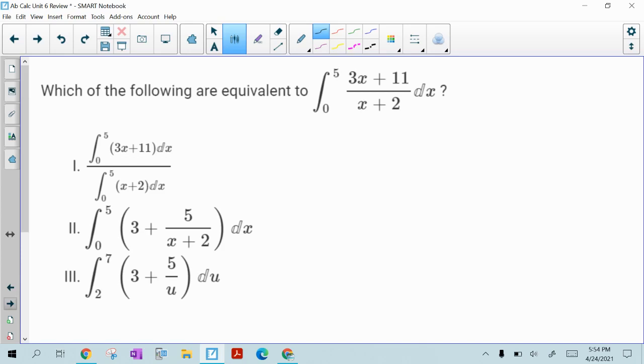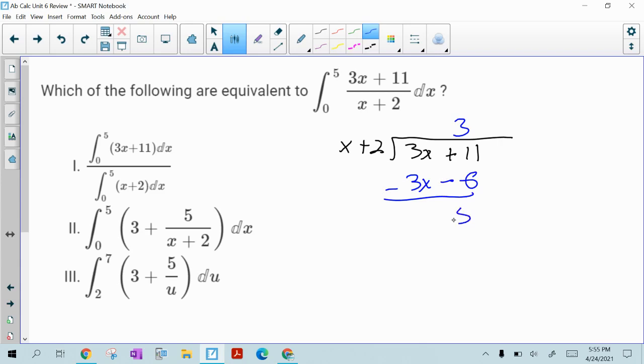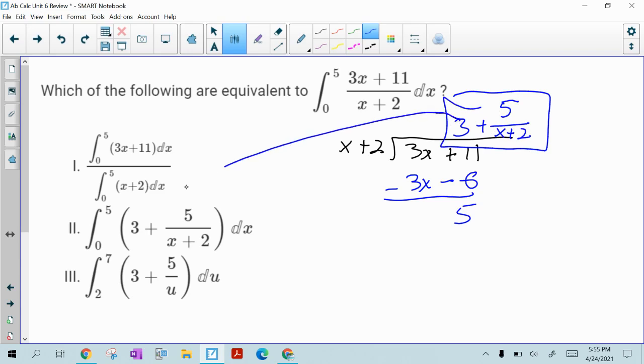Well, first thing I'm going to do is try and do the long division on this. So I would multiply this one through by 3. 3 times x is 3x. 3 times 2 is 6. And I change my signs, I add down, I end up with a positive 5. So that's going to be 3 plus 5 over my divisor. So this matches up really nicely with that. And notice, I didn't change my bound, so this one's okay.